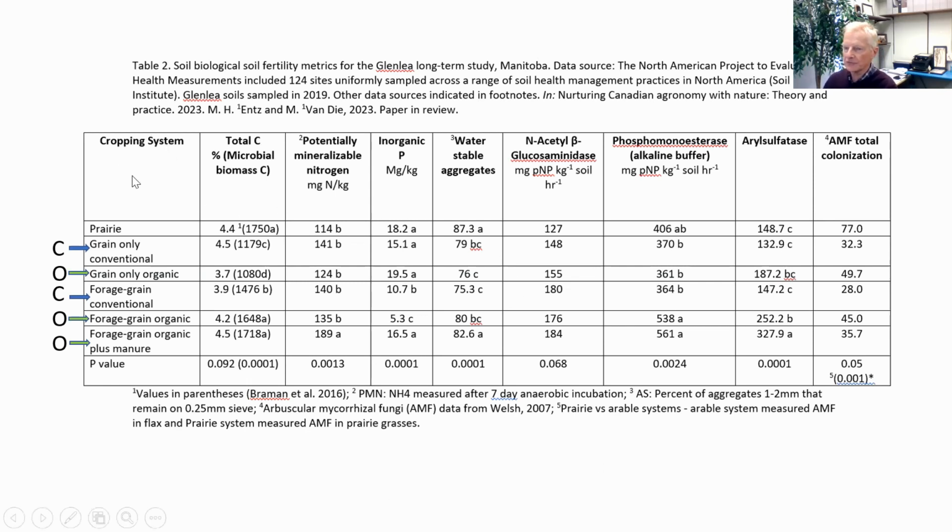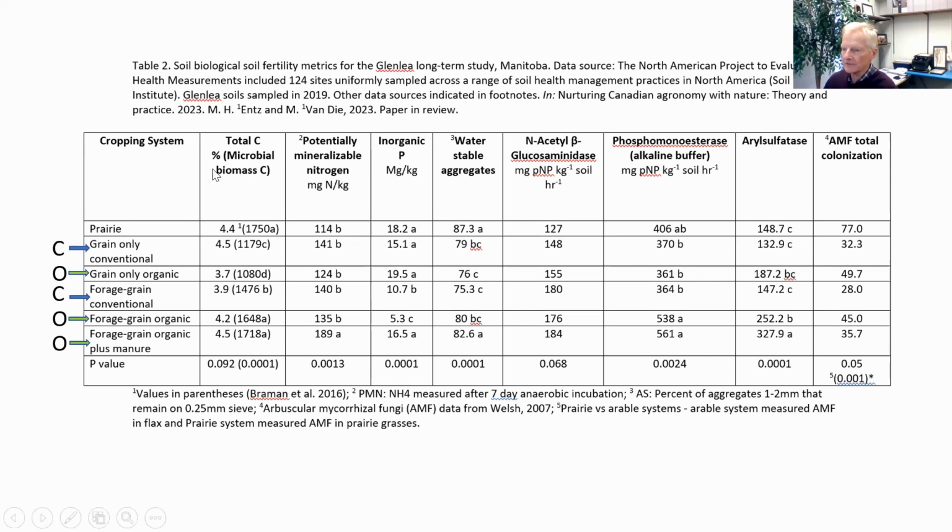So let me just show you the cropping systems. I'm going to walk through this. We've got the prairie. Then the C's are the conventional rotation, so we've got the conventional grain-only rotation. Then we've got the organic grain-only rotation, the forage-grain rotation under conventional, and then 2 of them under organic. This forage-grain rotation receives manure, but at a low level. We only add enough manure to satisfy the phosphorus requirement, to make sure the plants aren't phosphorus deficient.